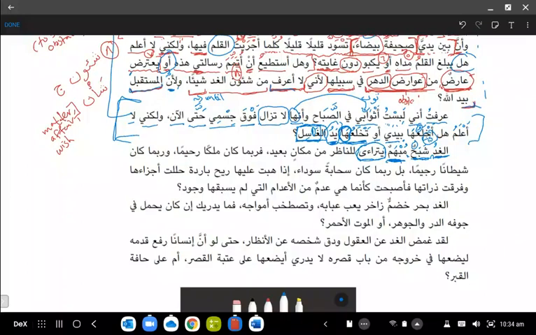Taqabala, yataqabalu. Right? Tara'a, yatara'a. Is that clear, everyone? There is an irregularity at the end, and that's why maybe it doesn't really rhyme with the actual verb, but it does. So taqabala, tara'a, yataqabalu, yatara'a.